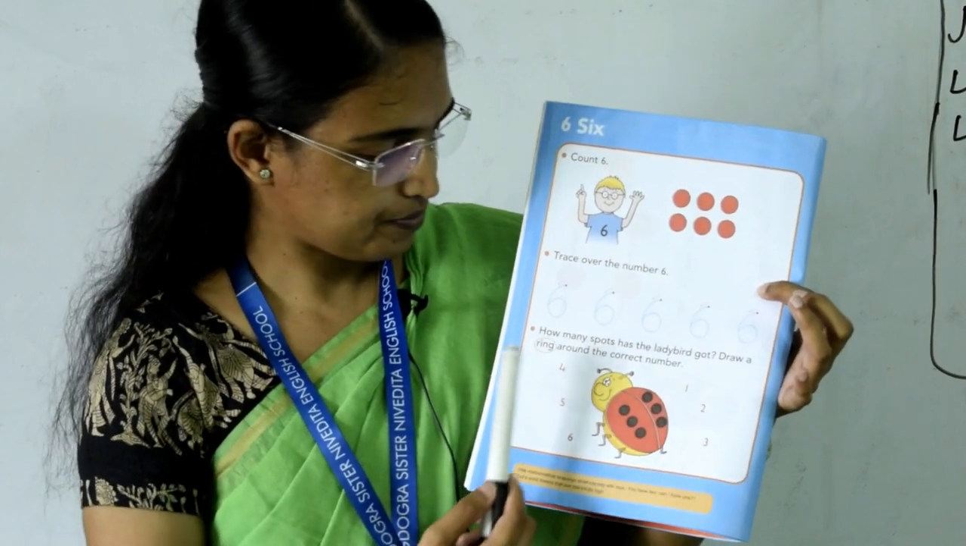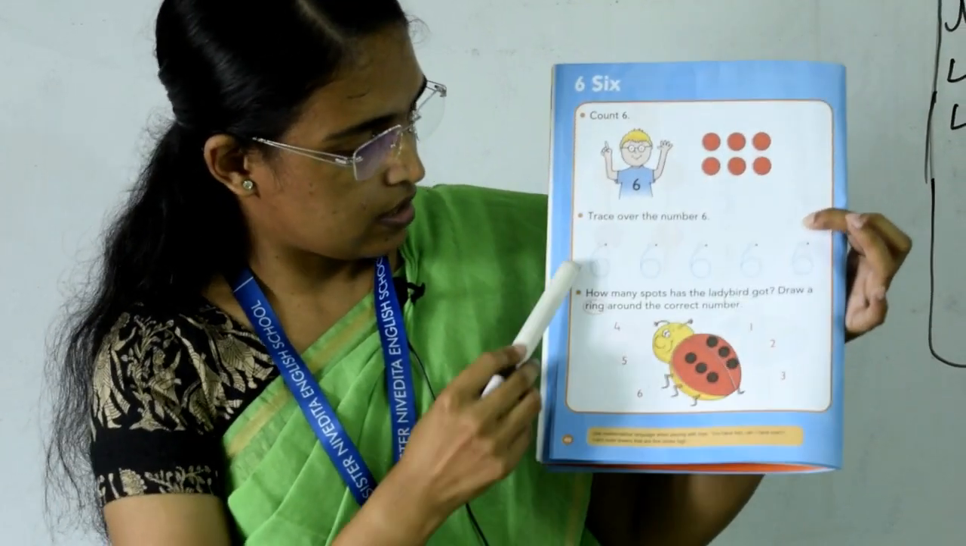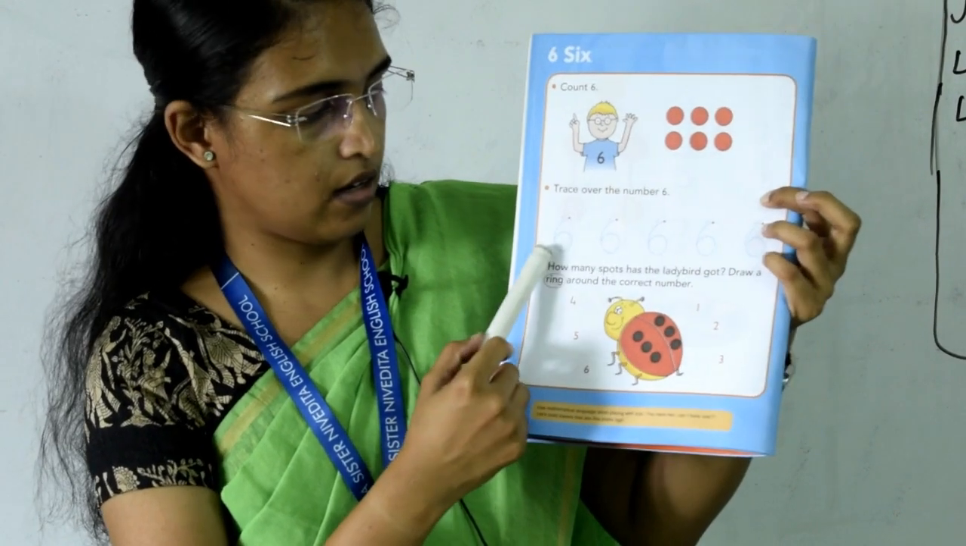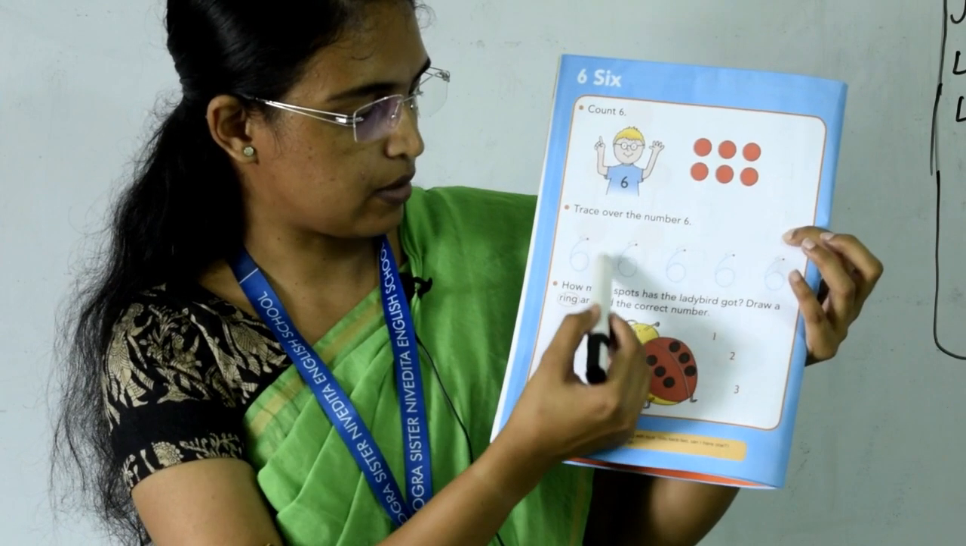Now in this portion what we have to do, we have to trace over the number 6. Here dotted 6 is given, so you have to take your pencil and trace these numbers.